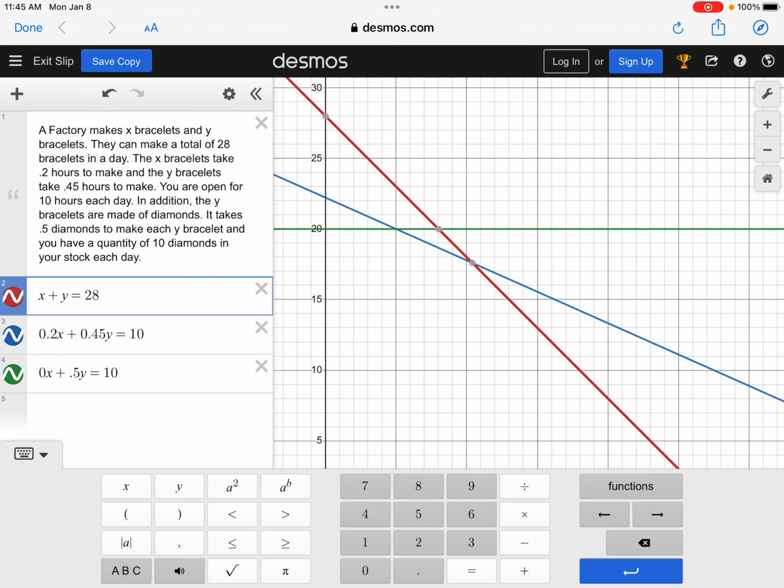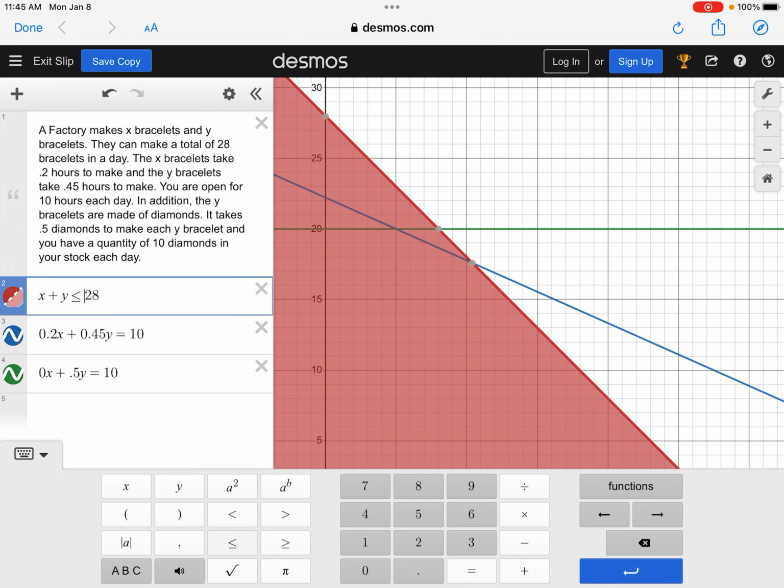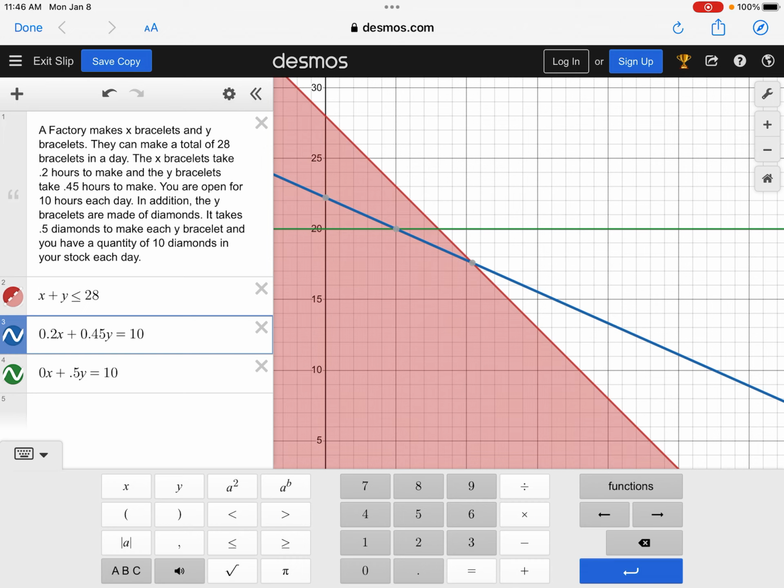So we're going to go in and revise these equations just a little bit to fit our situation. It says that we can make a total of 28 bracelets per day, which means that we could make 27 or 26 or anything under 28. So in order to show that here, we're going to use the less than or equal to symbol. And you see that shades everything below that red line, which is going to be included in this inequality.